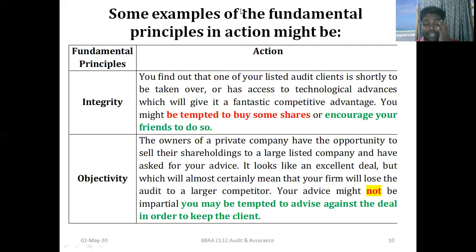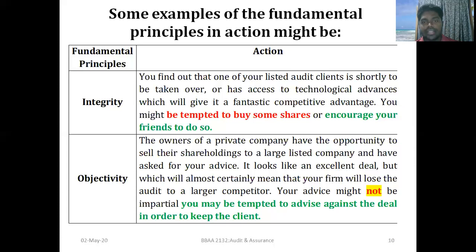Then we are going to discuss some examples of the fundamental principles in action. In these two or three slides we are going to discuss some examples of these fundamental principles in action. So some examples: the member behaves in such a way, so what happens to the particular fundamental principle? The first one is integrity. You know, integrity means the members should be straightforward and honest. Keep that in your mind.